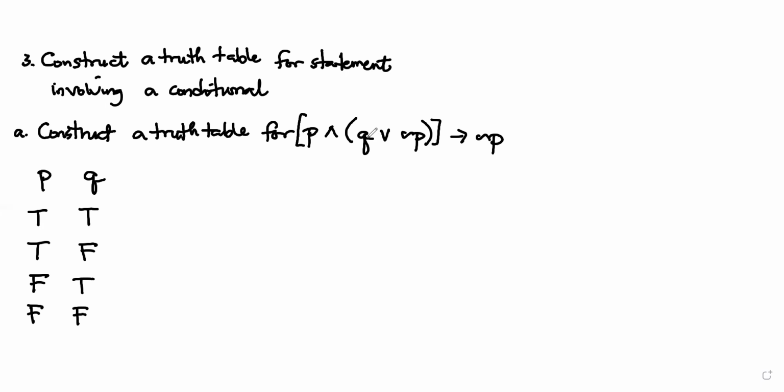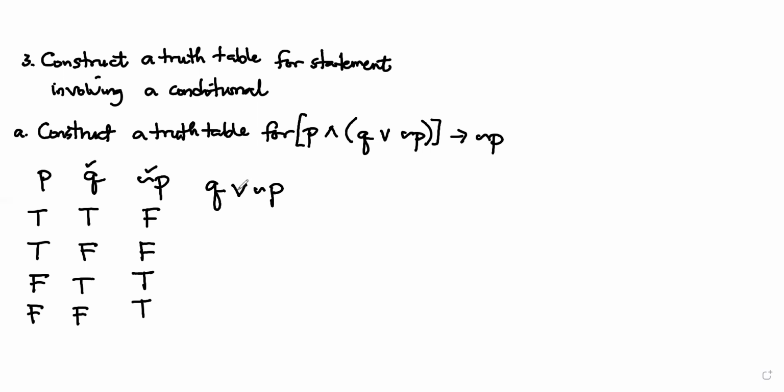So let's have first not P. We're going to negate our P. So not true, that is false; not true, that is false; not false, that is true; and not false, that is true. And then we will have Q or not P.